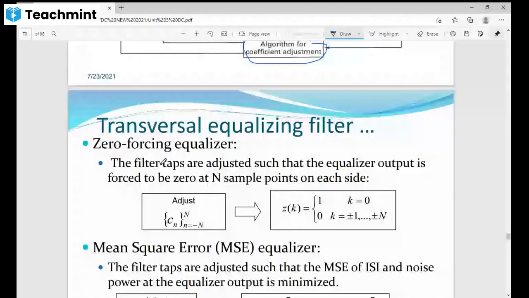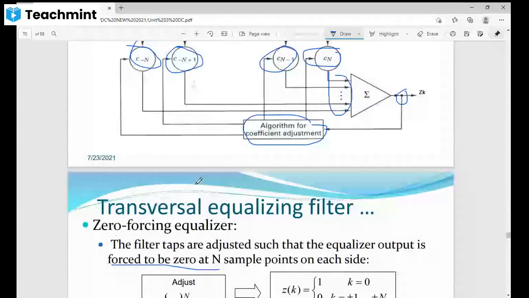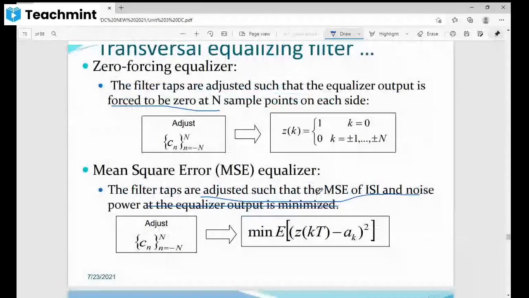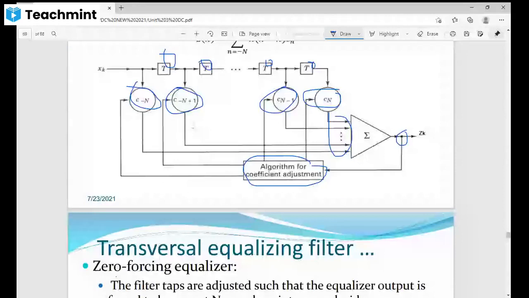In the transversal zero forcing equalizer, the filter taps are adjusted such that the equalizer output is forced to be zero at n sample points on each side, exactly the reverse of the channel in a linear way. In the mean square error equalizer, the filter taps are adjusted such that the mean square error of ISI and noise power at the equalizer output is minimized.